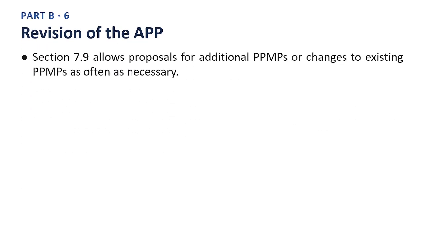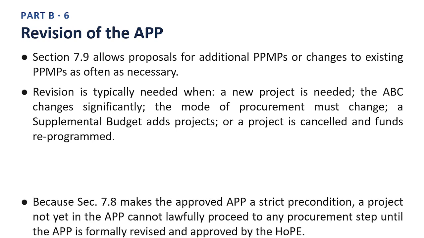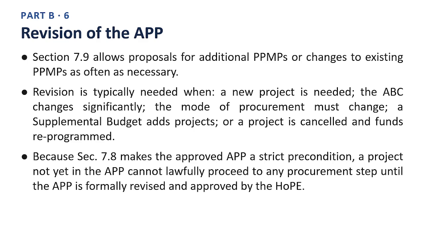Next slide. Revision of the APP. Point 1. Section 7.9 allows proposals for additional PPMPs or changes to existing PPMPs as often as necessary. Point 2. Revision is typically needed when a new project is needed, the ABC changes significantly, the mode of procurement must change, a supplemental budget adds projects, or a project is cancelled and funds reprogrammed. Point 3. Because Section 7.8 makes the approved APP a strict precondition, a project not yet in the APP cannot lawfully proceed to any procurement step until the APP is formally revised and approved by the HOPE. Taken together, these points give you the practical, working picture of revision of the APP.